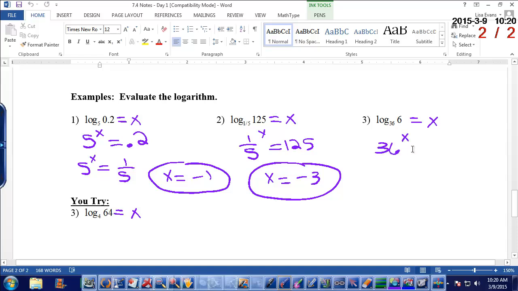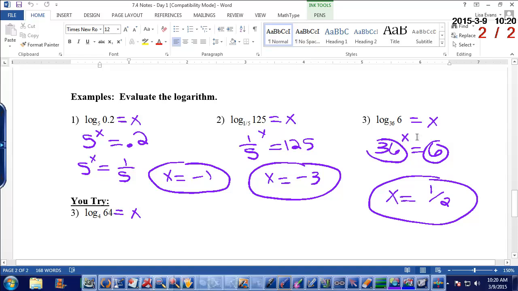36 to what power is going to give me 6? Now this is different. I go from a bigger base to a smaller number. That means I definitely am going to have a fraction. What fraction? Well, what root do I take of 36 to give me 6? Just the square root. Check it. 36 to the 1/2 power, does that equal 6? Yes, because the square root of 36 is 6. So I know these are a little tricky and we're going to get a lot of practice with it, but go ahead, pause the video, and try the Try on your own.